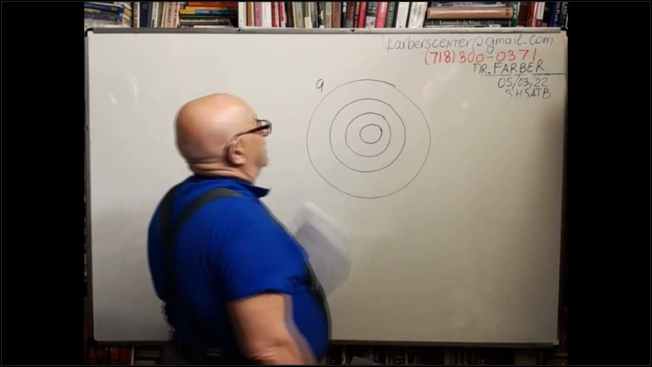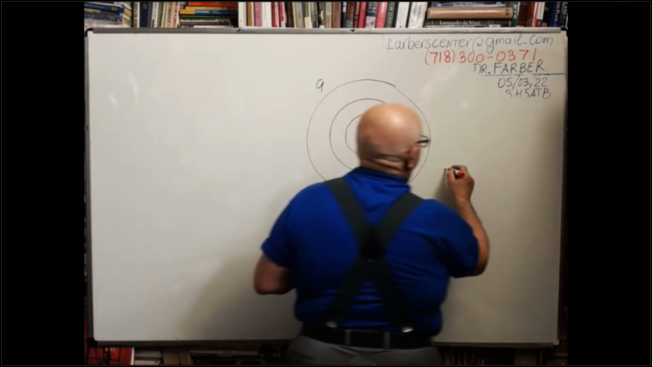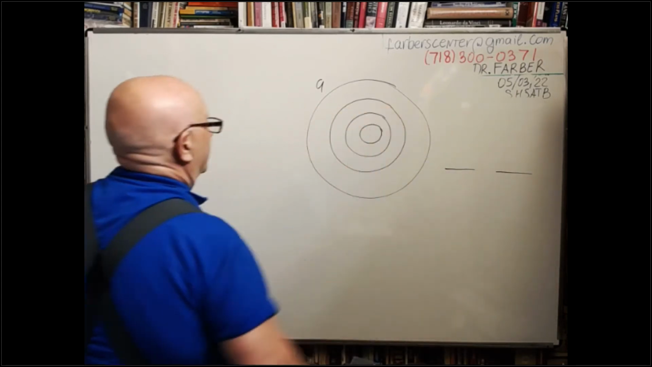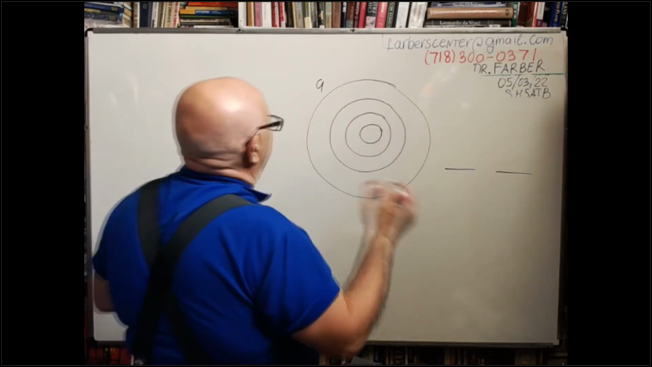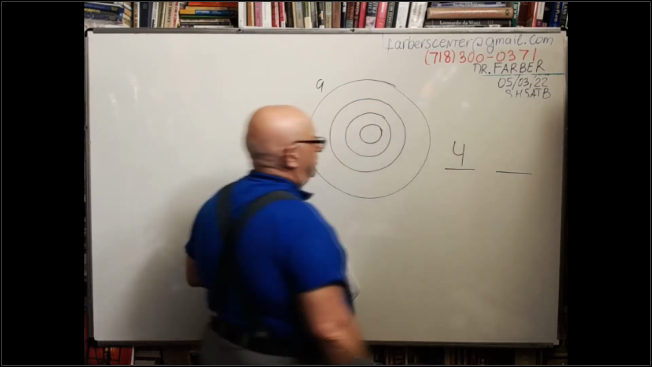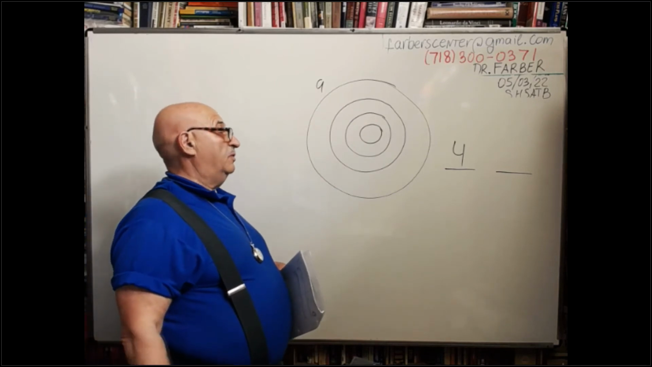For instance, the first time, look at this. When I throw my dart arrow, it can land on any 1 of these 4 rings. Which one? I don't know. 1 out of 4. Which one? I have no idea, and I don't care.